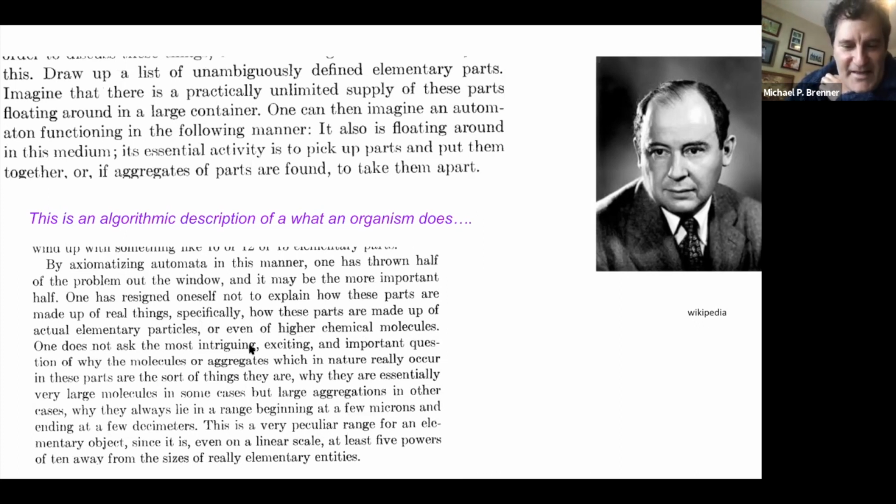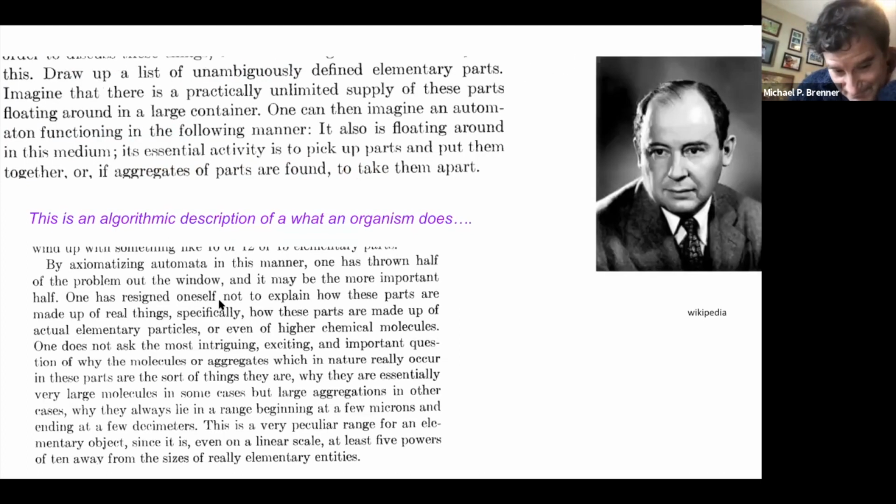At some point he says that here, one does not ask the most intriguing, exciting, and important questions of why the molecules or aggregates which occur in nature really occur, why these parts are the sorts of things they are. And then he says, this is a peculiar range for an elementary object, since even on a linear scale, it is at least 5 powers of 10 away from really elementary entities. So this sentence is fascinating. He's remarking that there are 5 orders of magnitude between 10 microns and an angstrom, so the machines are operating at a larger scale, and what does this mean from the point of view of physics? Anyway, I at least find this inspirational.